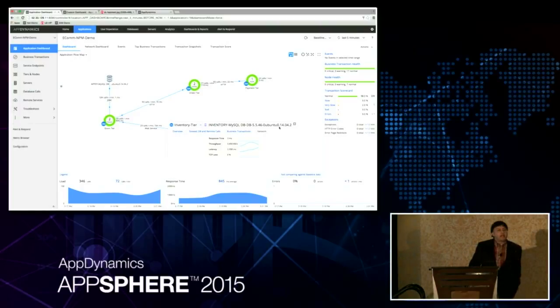So right now we're in alpha and we're looking for beta customers. If you're interested, right after this, if you come here, I can take your information and then we can get some things started. Once we get into beta, the current projection is the second half of 2016 is when we'll probably have a GA.